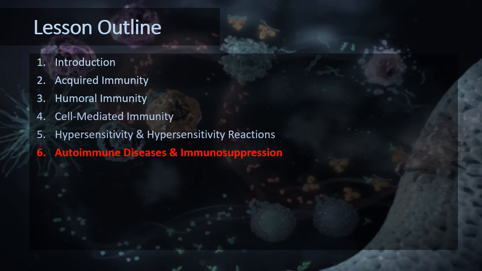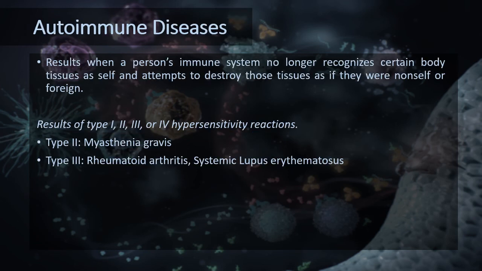For the last subtopic, we will discuss briefly the autoimmune diseases and immunosuppression. Autoimmune diseases result when a person's immune system no longer recognizes certain body tissues as self and attempts to destroy those tissues as if they were non-self or foreign. These are also the results of type 1, 2, 3, or 4 hypersensitivity reactions.